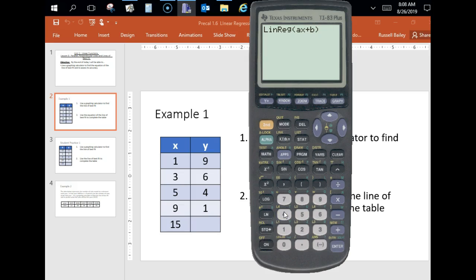And then it says press enter 5 times. Enter once works for me, so there it is. Okay, so what are we looking at? Well, they're not using the same letters as us, but what does the A represent? That's our slope, right? The number in front of the X. So my slope, let's round to the nearest hundredths. My slope is 0.97 and it's negative. And my y-intercept, if I round to the nearest hundredths, is 9.37.